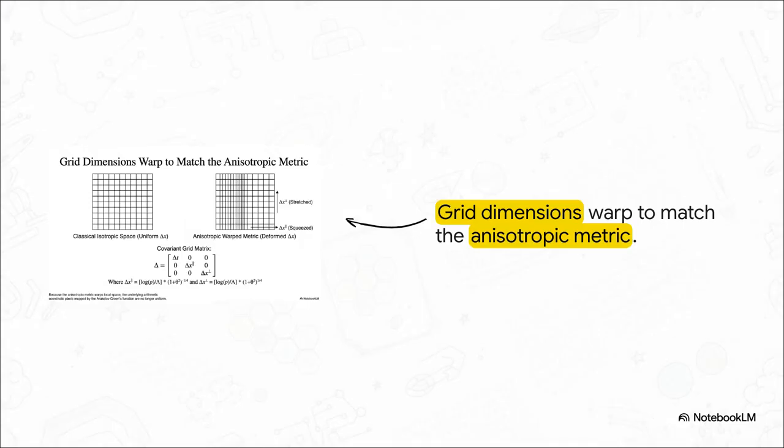Now, what's really interesting about this slide is how the spatial grid actually adapts to all of this. Because the anisotropic metric is warping local space, those spatial grid steps, our delta x components, aren't uniform anymore. In the covariant grid matrix, they actually warp to perfectly match the directional pixel sizes of the underlying data stream. The parallel spatial steps actively squeeze down, while the perpendicular spatial steps stretch out.